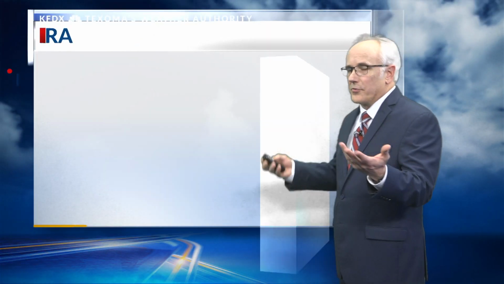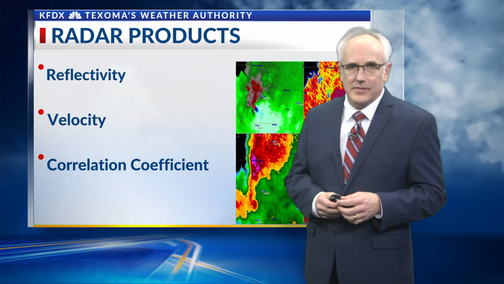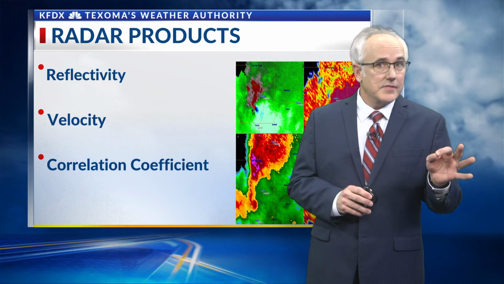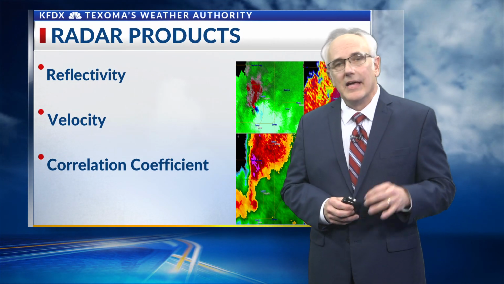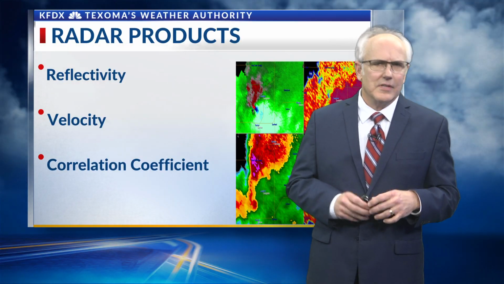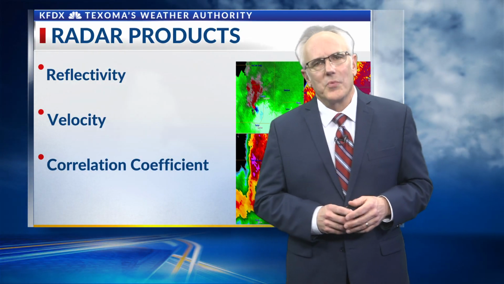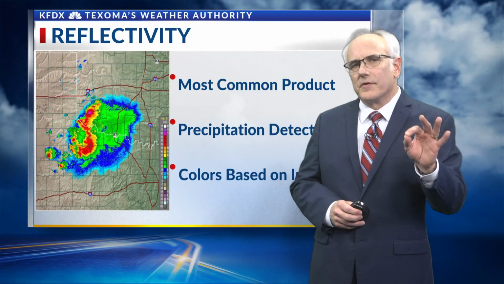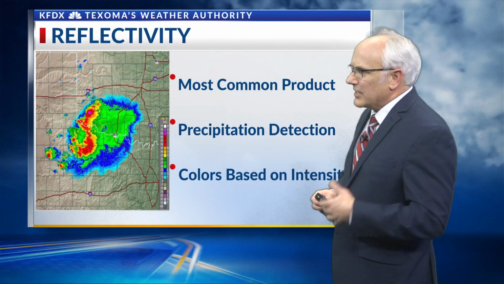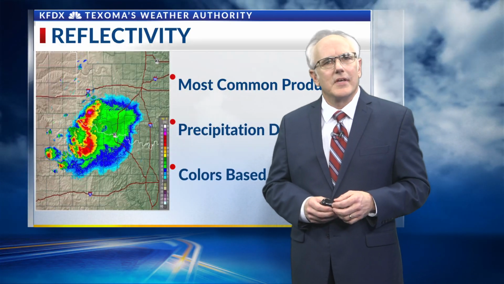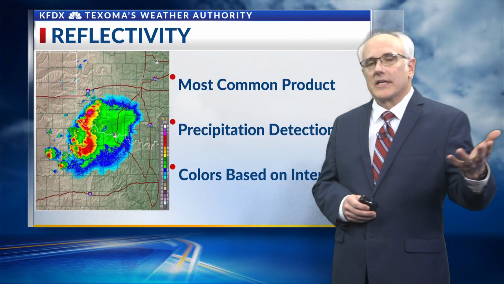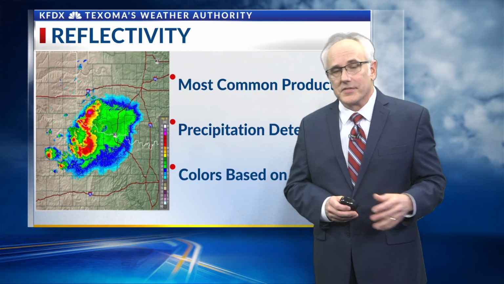Now, there are 3 modes or products commonly used during severe weather. They are reflectivity, velocity, which uses the Doppler effect, and correlation coefficient, a relative newcomer in the radar game. In today's episode of Radar School, we're going to focus on reflectivity. It's probably what comes to mind when you think of weather radar. Showers and thunderstorms displayed as multicolored blobs marching across the screen.